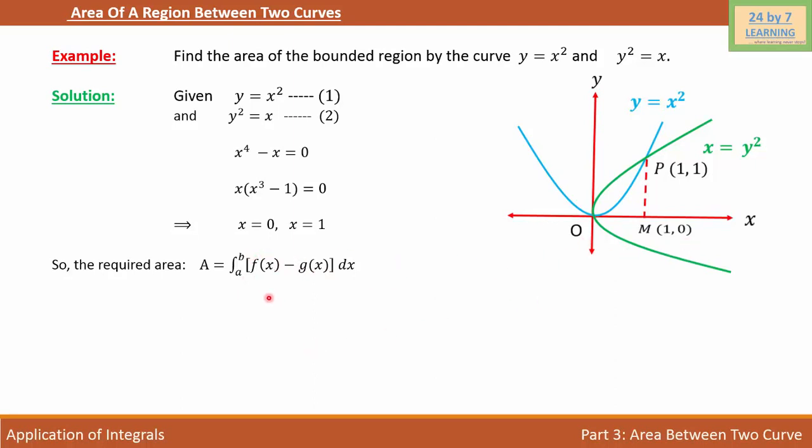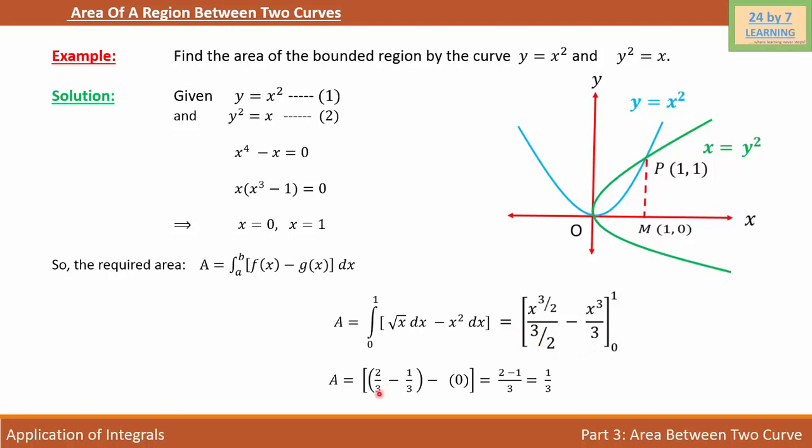So let's simplify the equation. If we do that, A is equal to the integral from 0 to 1 of square root of x dx minus x squared dx. If we simplify, we will get this expression, and if we substitute the upper limit, we will get this value 2 over 3 minus 1 over 3, and if we substitute the lower limit, everything will be 0. So we get minus 0.